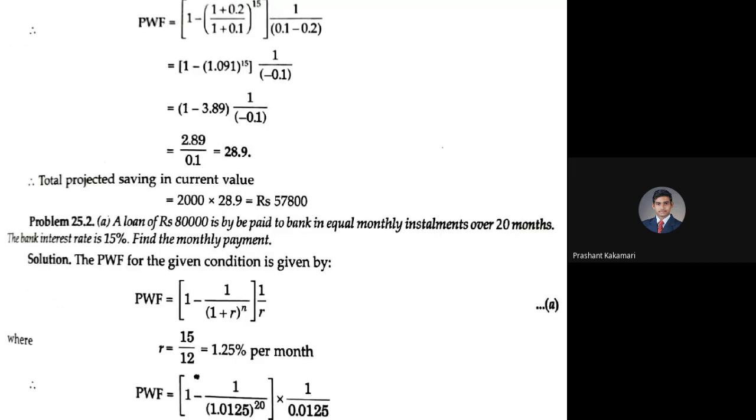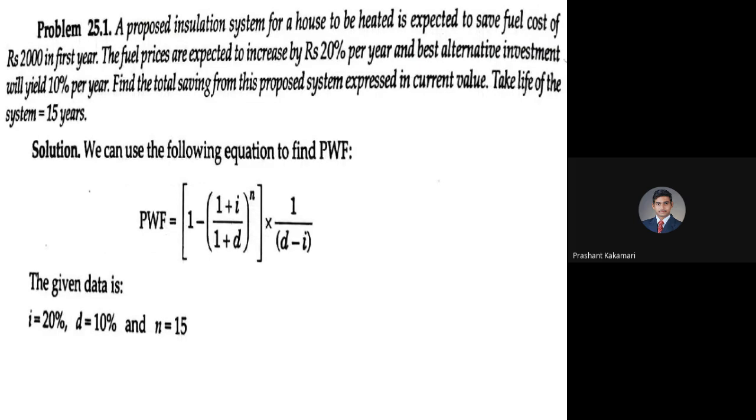We will see this problem and we'll stop the class. Proposed insulation system for a house to be heated. For heating of the home, they are going for insulation. The entire home is insulated, and it is expected to save fuel costs of rupees 2000 in the first year. Fuel cost means they are indirectly telling the electricity saving, as electricity is produced from conventional systems like coal or diesel plants. So we can directly say it is a fuel cost saving. The first year it is saving 2000 rupees.